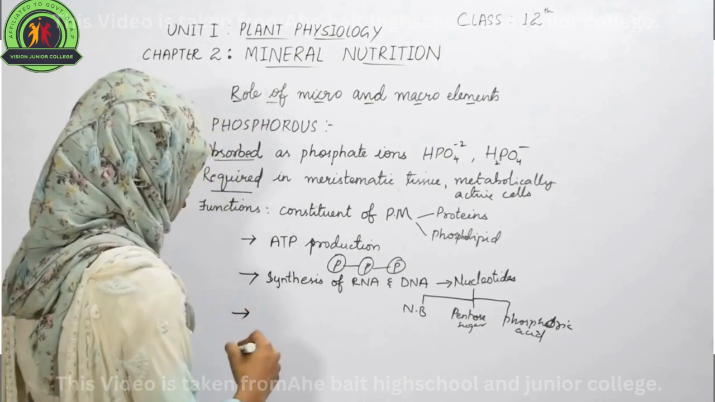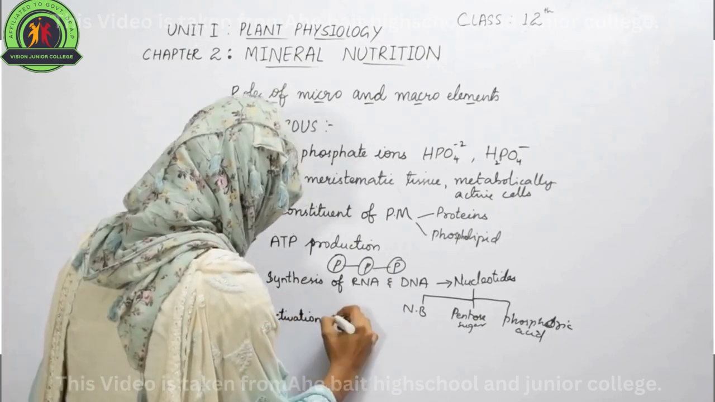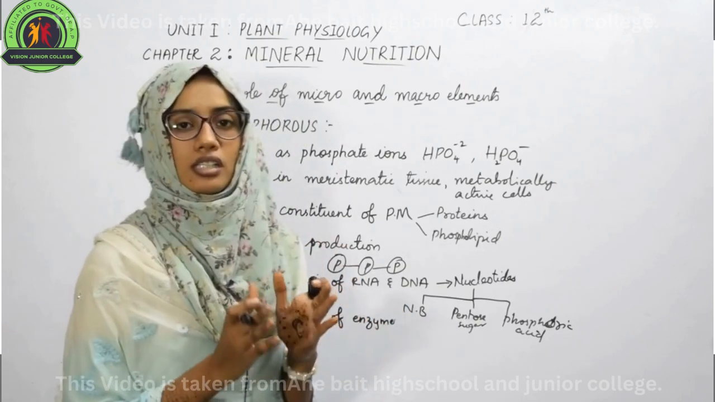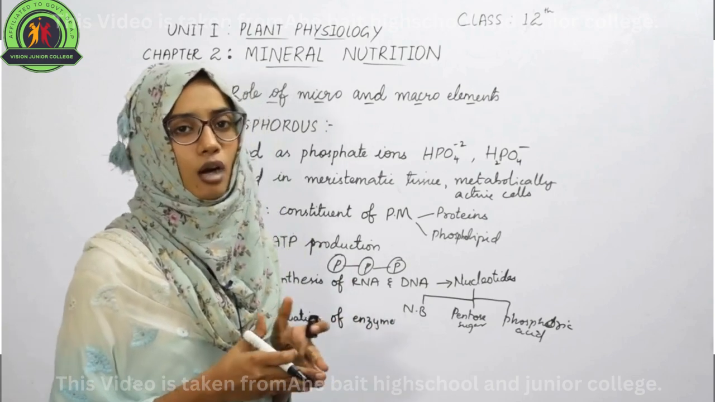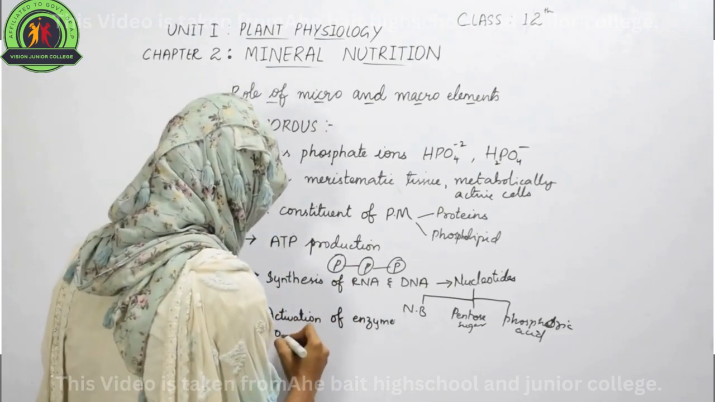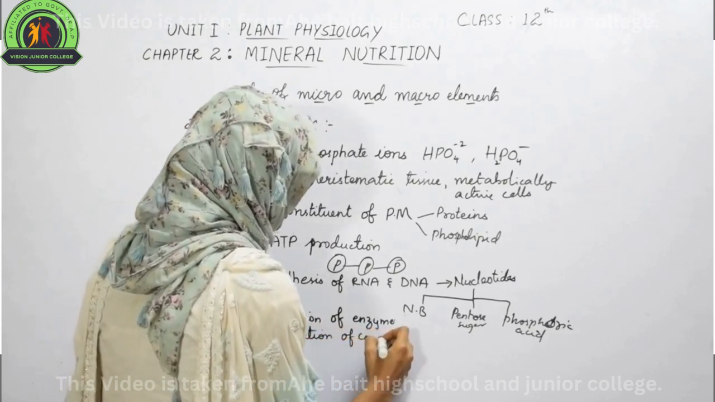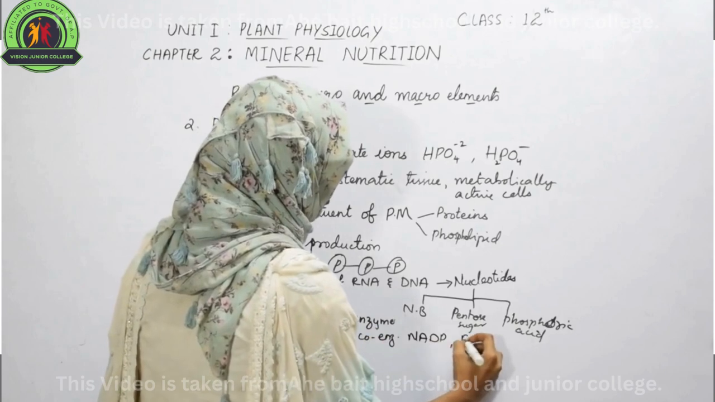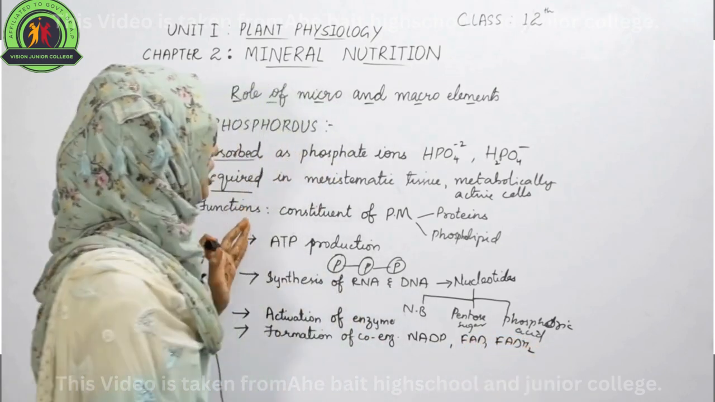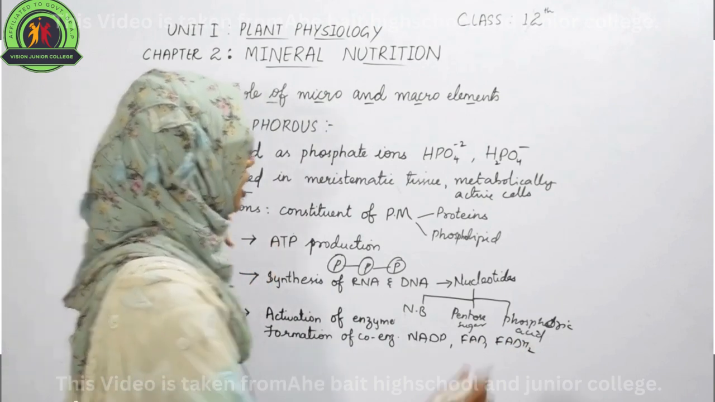The next function of phosphorus is in the activation of enzymes. It acts as the activator of certain enzymes to carry out certain functions in the plants. Phosphorus is also required in the formation of coenzymes like NADP, FAD and FADH2. So these are certain functions of the element phosphorus.